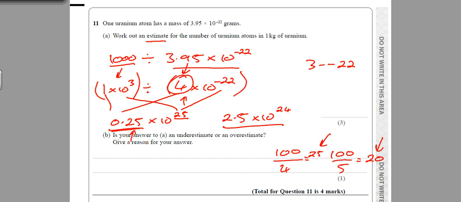If I round up the number underneath, I actually make the estimate smaller. So it needs to be an underestimate. So the reason why it's an underestimate is because the number that you're dividing by has been rounded up, has been made bigger. So if you divide by something bigger, that makes it an underestimate. Quite a hard one to get your head around, that one. But if you can, lovely jubbly.